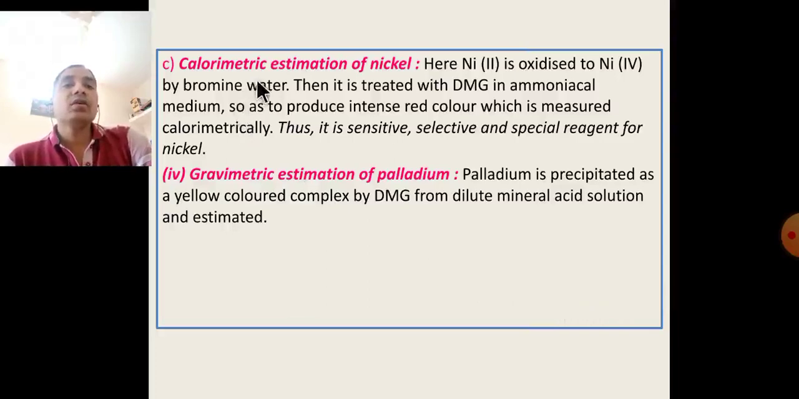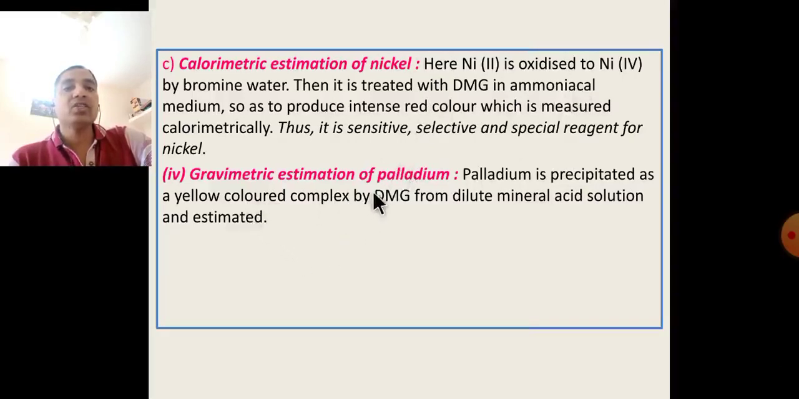Next, colorimetric estimation of nickel. Here Ni2+ is oxidized to Ni4+ by bromine water. Then it is treated with DMG in ammoniacal medium so as to produce an intense red color, which is measured colorimetrically. Thus, DMG is a sensitive, selective, and special reagent for nickel, and nickel is estimated colorimetrically by using DMG in ammoniacal solution.